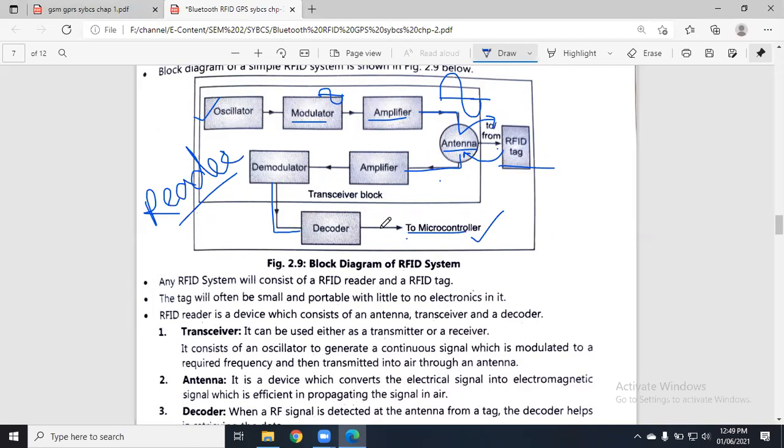Everybody is getting this block diagram? I'm not going to ask you multiple times. I will ask once, reply if it is fine, otherwise I'll move forward.